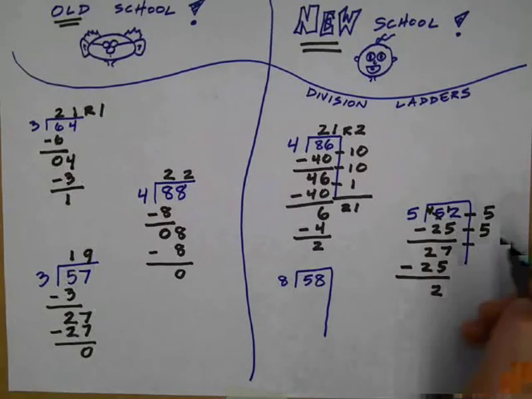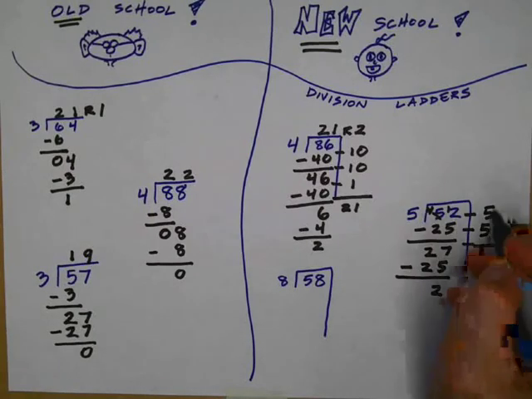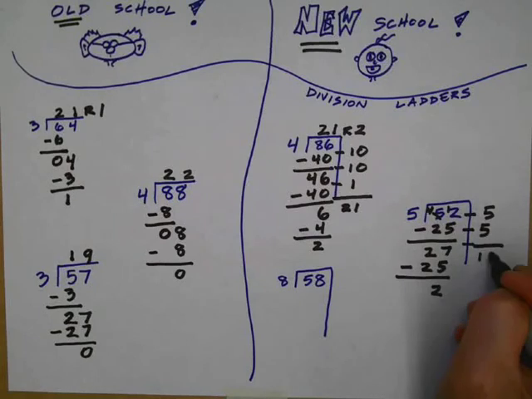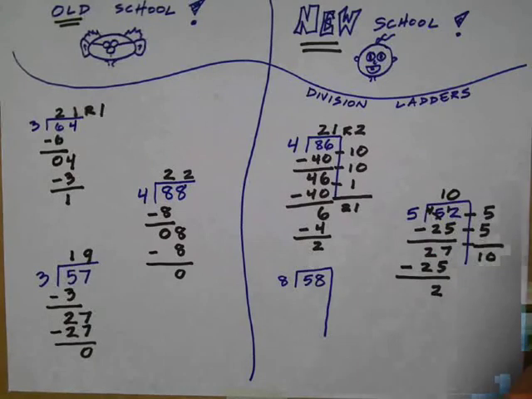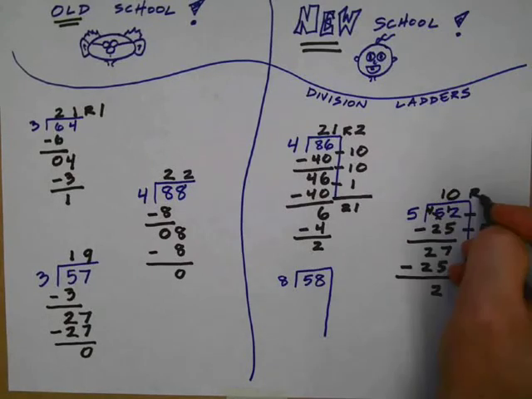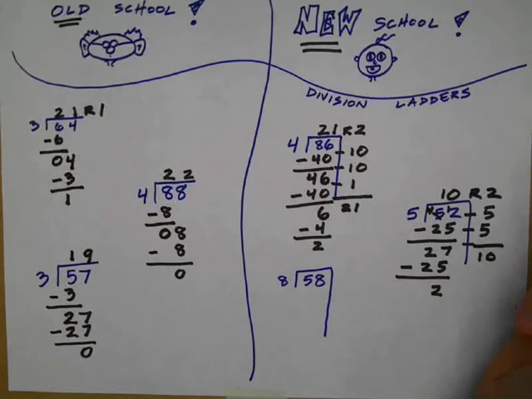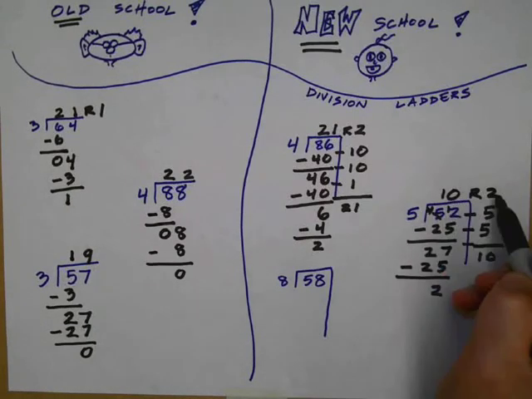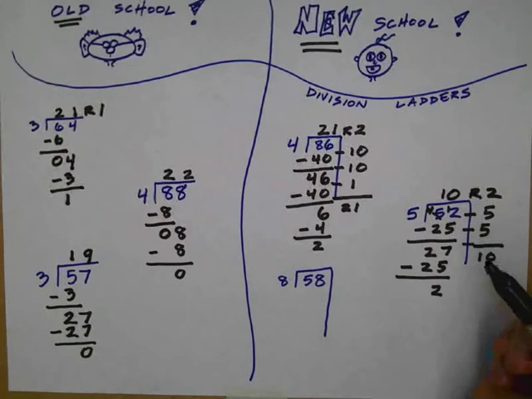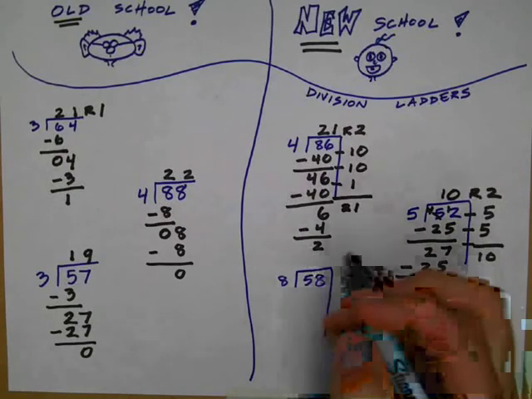5 is larger than 2. So now all I do is I add together my two guesses. Comes my quotient or my answer, and then I have a remainder of 2. To prove it, 5 times 10 is 50 plus 2 is 52. Works out just fine. We'll do one last problem.